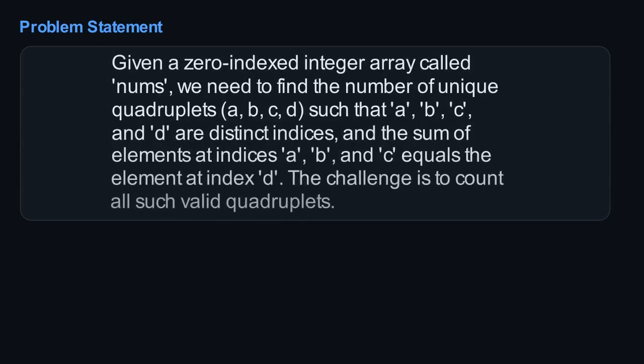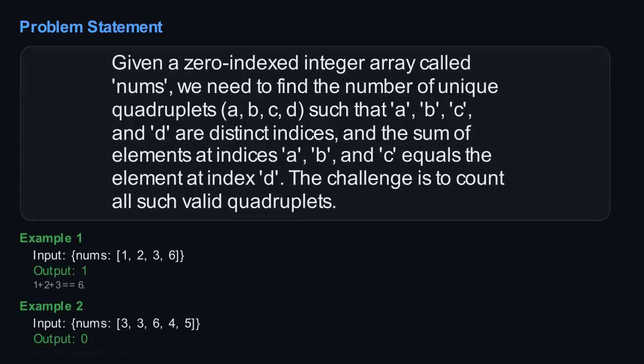Given a zero-indexed integer array called nums, we need to find the number of unique quadruplets a, b, c, d, such that a, b, c, and d are distinct indices, and the sum of elements at indices a, b, and c equals the element at index d. The challenge is to count all such valid quadruplets.